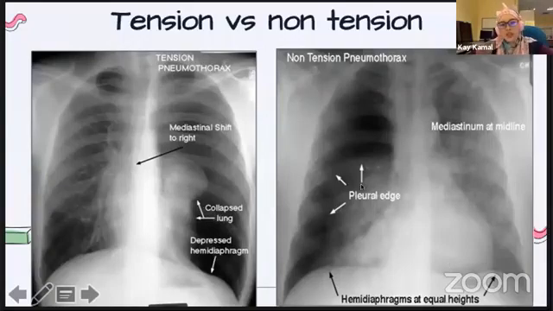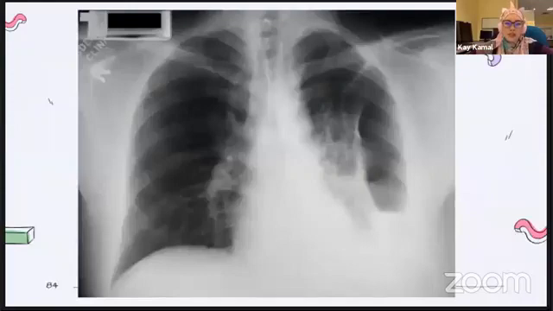And in a non-tension pneumothorax, you can see that the pleural edges are here, they collapse. But you can still see the pleural edges and all. The mediastinum is not disturbed, it's still in the midline, and the hemidiaphragms are not depressed, they are equal heights, or still within the 2 cm allowance.